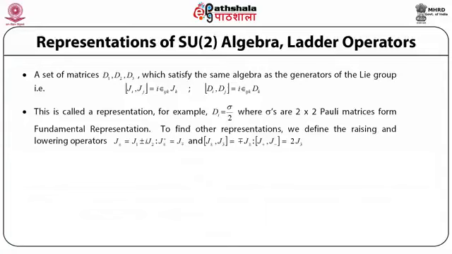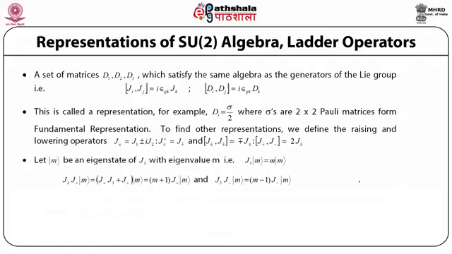So having obtained these commutation relations, now let us consider an eigenstate of J3. Let us represent by a vector |m⟩ an eigenstate of J3 with the eigenvalue m, that is, J3 acting on |m⟩ is equal to m |m⟩.